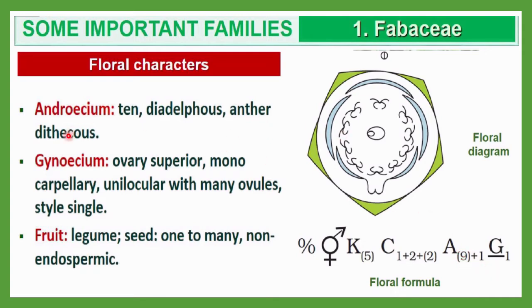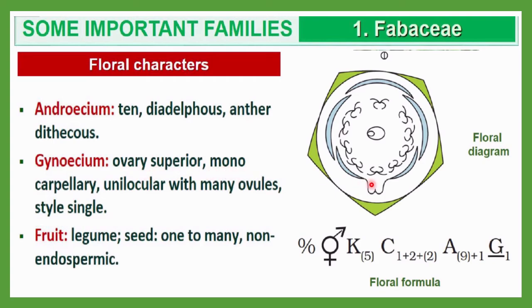Anther is dithecous. Here you should remember the anther is dithecous, that means two chambers are present in the anther. Then gynoecium, the ovary is superior, and as the ovary is superior, you have to underline the G. If you want to explain the superior ovary, you have to write this. Draw the line below the G to indicate the ovary is superior.